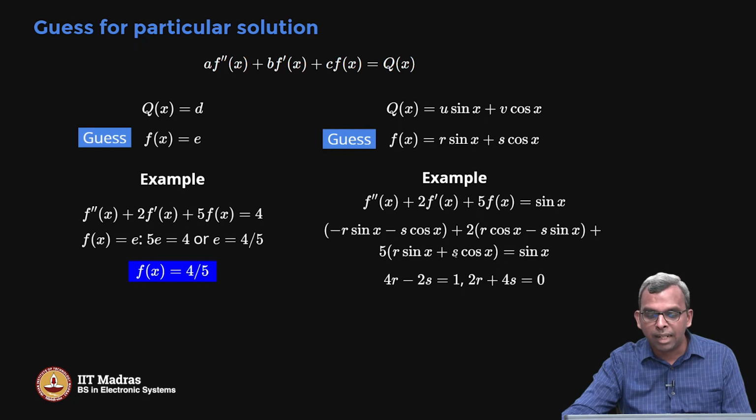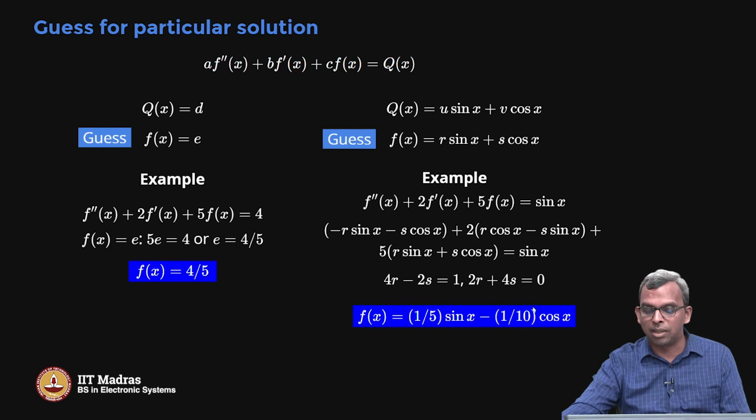It should be 0, and that will be 5s minus s is 4s, and then you have a 2r here. So 2r plus 4s equals 0. So you just solve for r and s. You get r equals 1 by 5 and s equals minus 1 by 10. So my particular solution here is 1 by 5 sin x minus 1 by 10 cos x.